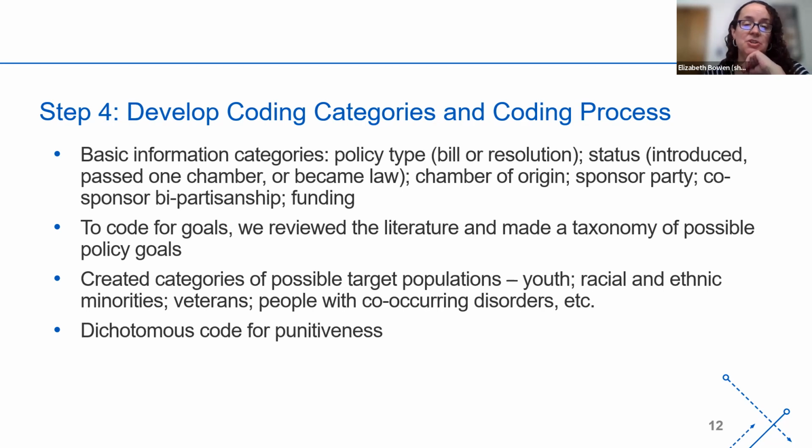So back to our research questions, we had to think about what codes we would use to be able to answer those questions. So remember, the first question is, what are the goals of these policies? This actually was a little bit complicated because there wasn't really any standard taxonomy or categories already out there to use. So we had to review the literature and make our own taxonomy, and I'll show you that in just a moment. The second one was a little easier. That question was, what are the target populations of these policies? For that, we were able to quickly think through some of the potentials. So young people, racial and ethnic minorities, veterans, people with co-occurring disorders, those are just some of the examples.